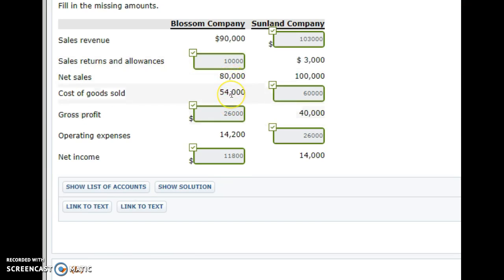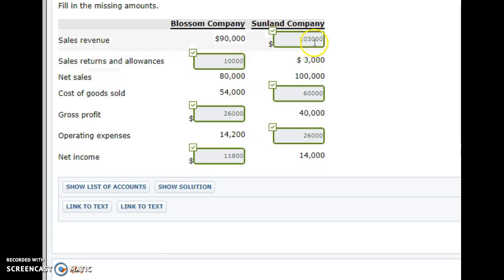Net sales of 80,000 is given. COGS at 54,000 is given. Gross profit is 26,000. We can get gross profit by subtracting COGS from net sales. So 80 minus 54 is 26,000. Operating expenses are then given at 14,200, and we get net income by taking gross profit and subtracting operating expenses. So 26,000 minus 14,200 is 11,800.